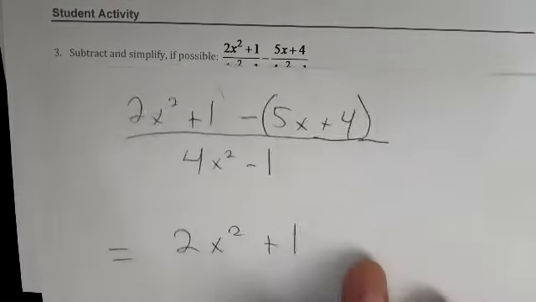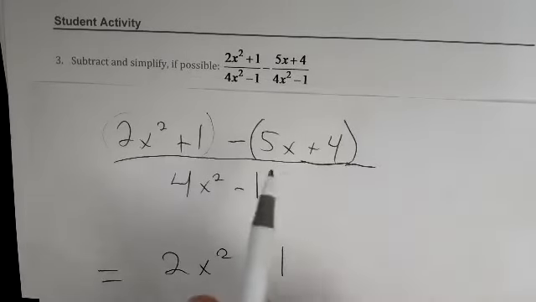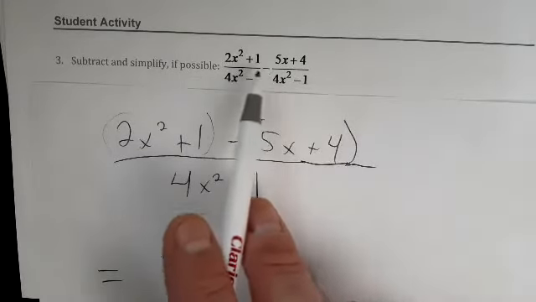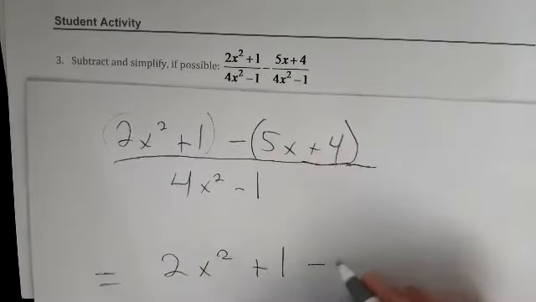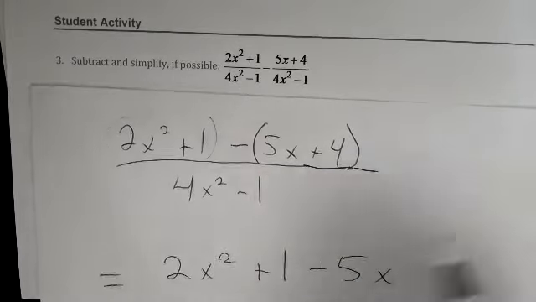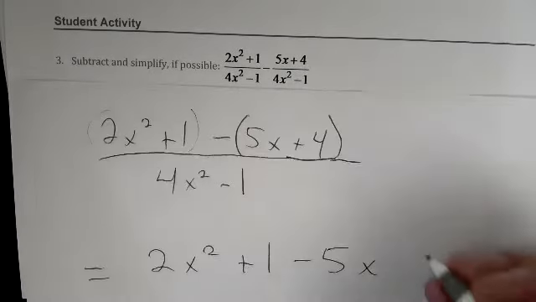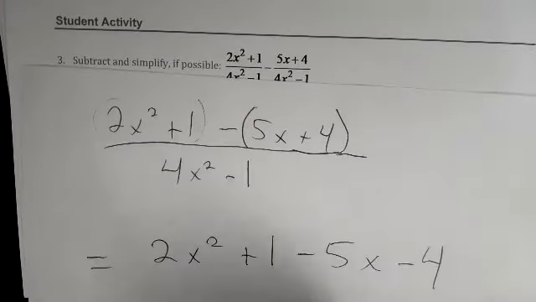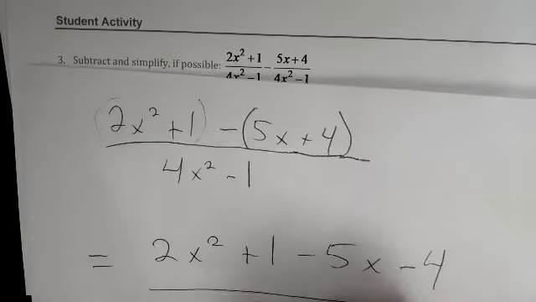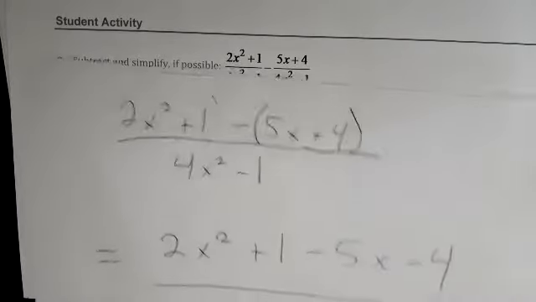If you don't want to do the step of parentheses, that's probably fine. We're going to do minus 5x. You could probably jump to minus 5x and just start negating things in this one, right? Minus 5x minus 4, and we're doing this over 4x squared minus 1.